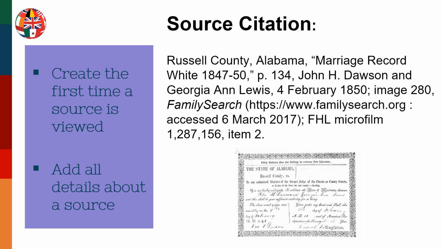In this example, I created the source citation for the marriage record, and it reads Russell County, Alabama, marriage record White, 1847 to 50, page 134. It's for John H. Dawson and Georgia Ann Lewis. The marriage date was 4 February 1850. I have the image number, and it was accessed on FamilySearch, and there's the Family History Library microfilm number. So you'll see that this is a layered citation with the physical information separated from the digital information separated from the microfilm information.